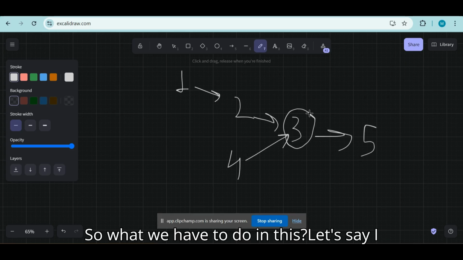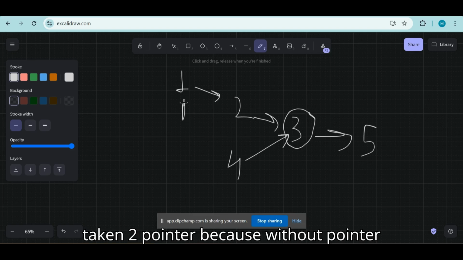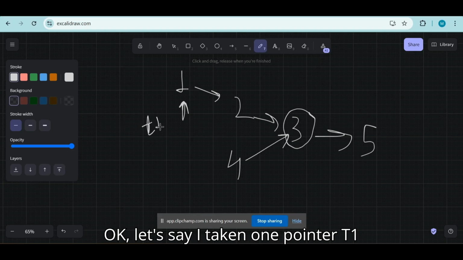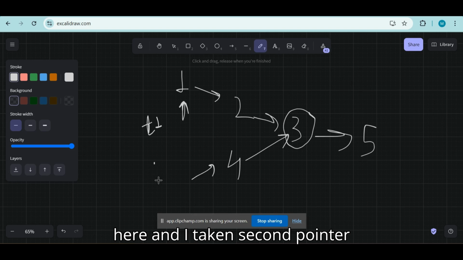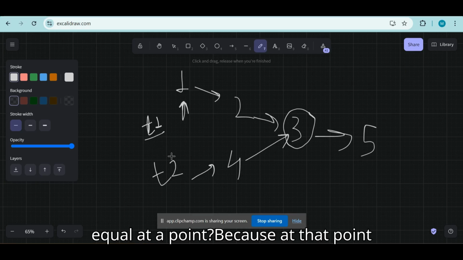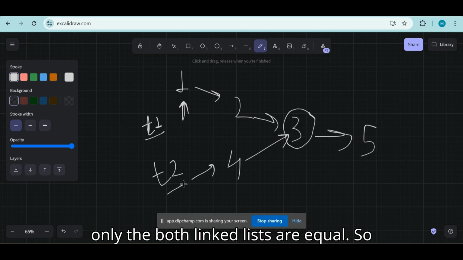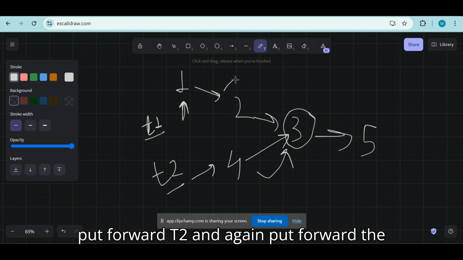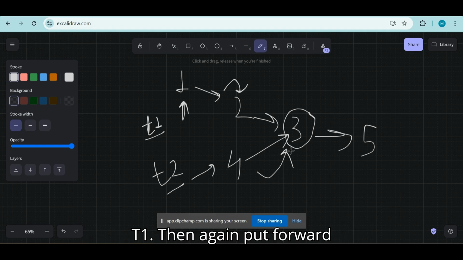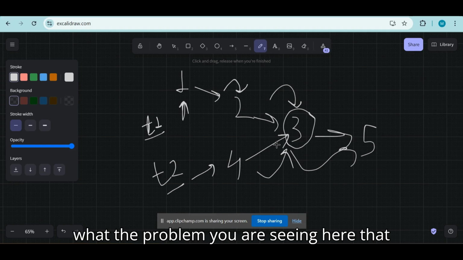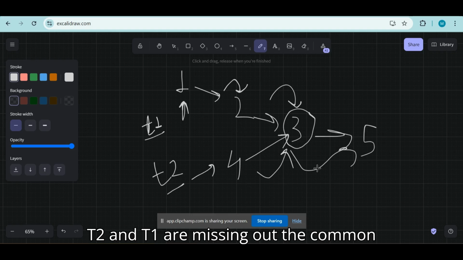So what we have to do in this: let's say I take two pointers, because without pointers we can't do anything in this. Okay, let's say I take one pointer t1 here, and a second pointer t2 here. Okay, so what if I make t1 and t2 equal at a point, because only at that point are both linked lists equal. So 4 and 1 are not equal. So I move t2 forward and again move t1 forward, then again t2, then again t1. So the problem you are seeing here is that t2 and t1 are missing out the common value.